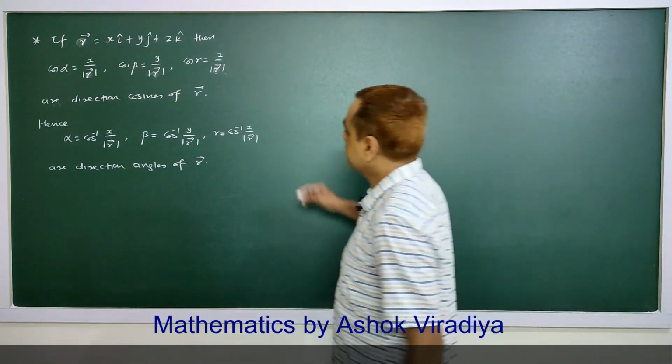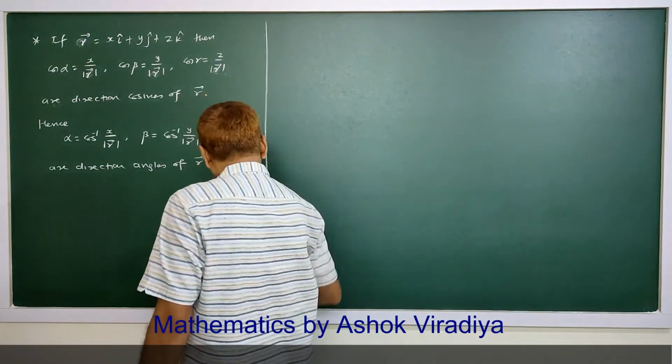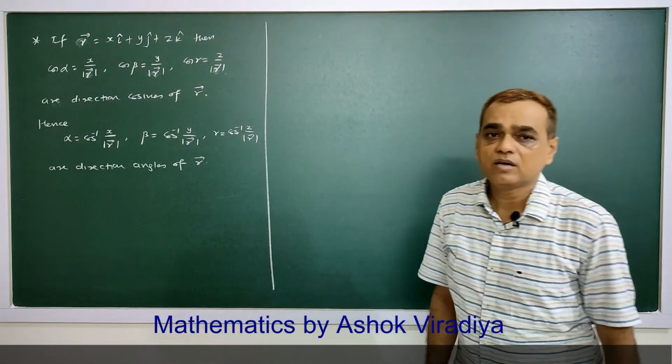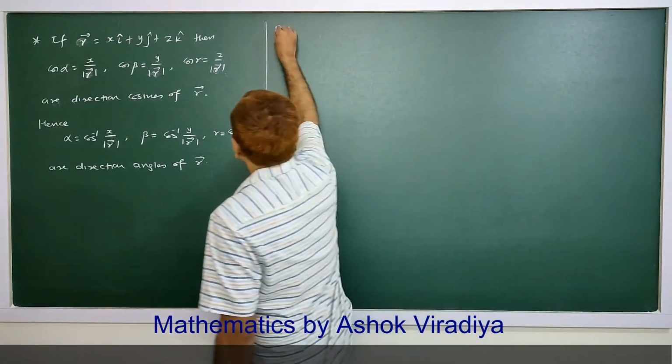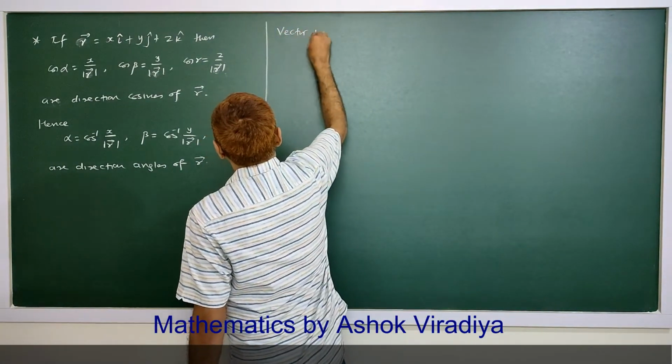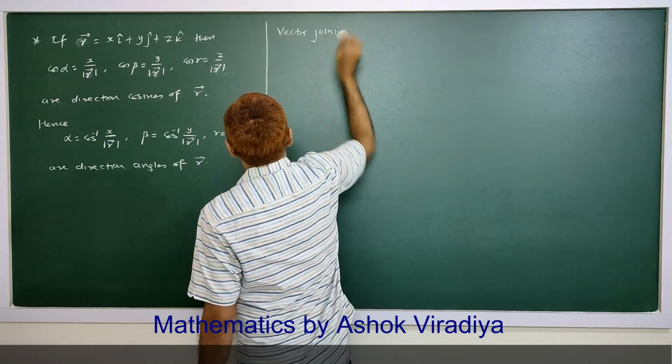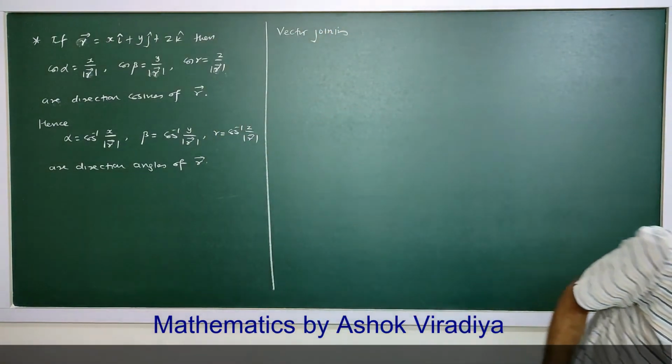Then the next point is the vector joining two points.